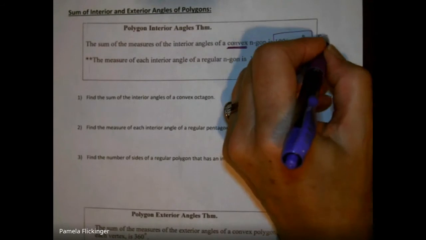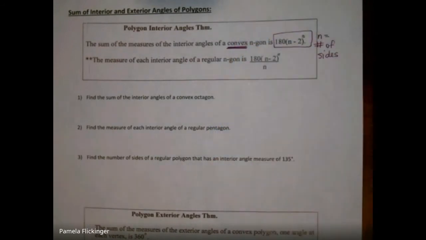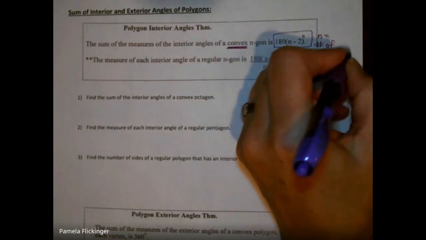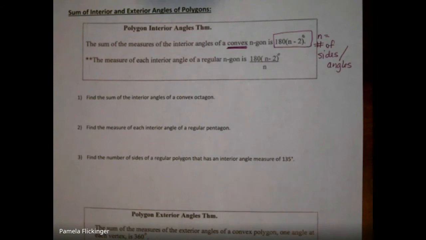N is the number of sides, which would also be the number of angles. So if you happen to know how many angles there are versus the number of sides, you can use either one of those to represent your n.